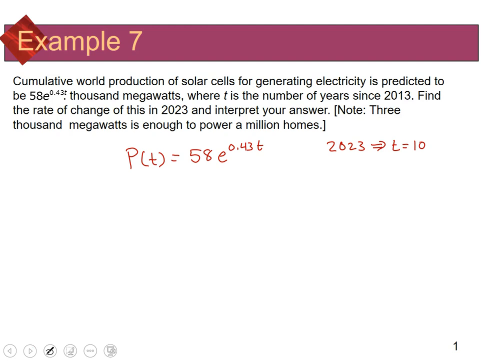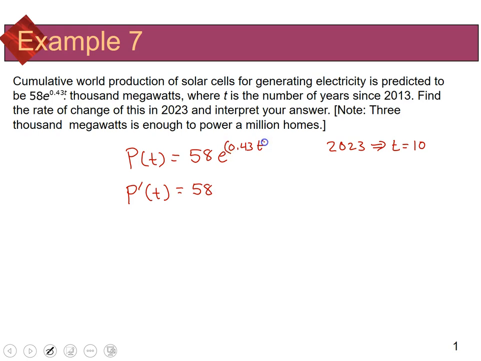And one thing you have to keep in mind is that whenever you're given a situation where there's a function involved and you have to do a derivative, you need to do the derivative function first and then substitute. Because if I put 10 in right now, I'm just going to get a number, and the derivative of any number is just 0. So I'm going to find out what p prime of t is. Well, 58 is a constant multiple, so that's just going to stick around for the ride. I'm going to do the derivative of e to the 0.43t.